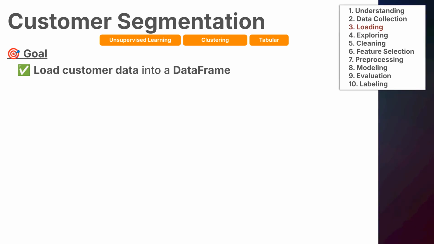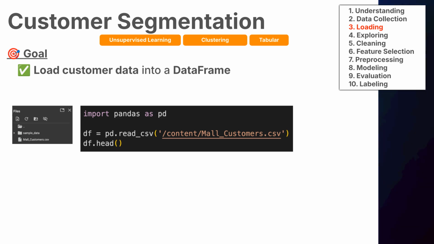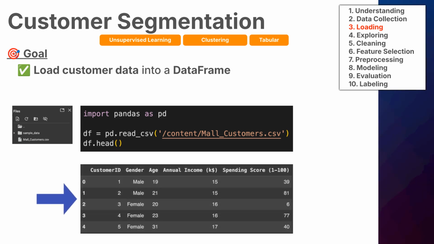3. Loading the dataset. Let's read the dataset into a data frame using Pandas, same as the other tasks. Now you can see the first 5 rows. Let's take a closer look at the data in the next step.